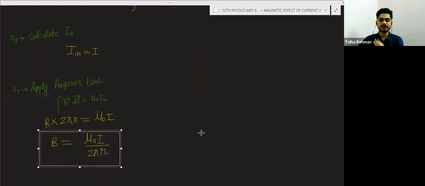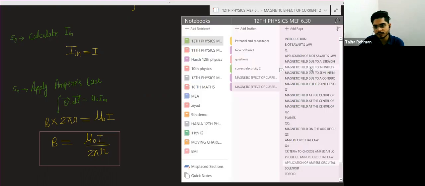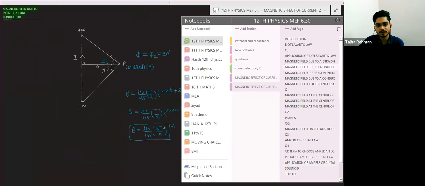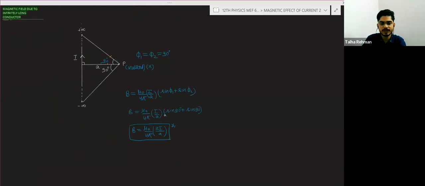This is your magnetic field. Earlier also I found the magnetic field due to an infinitely long wire, and when you solve this you will get the same answer. The 2 and the 2 cancel out, so you get mu naught I divided by 2 pi r. So you see, with the help of Ampere's law, things become easy.